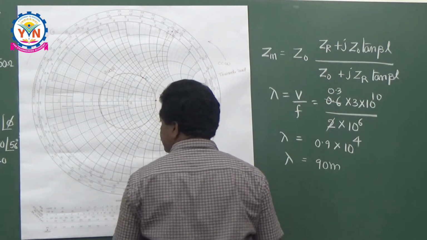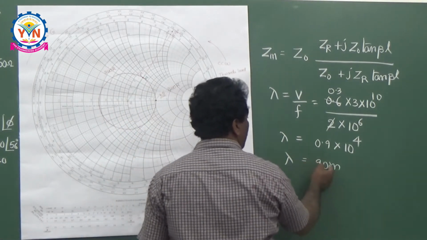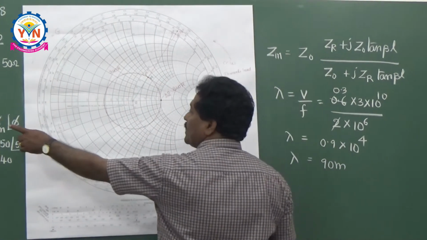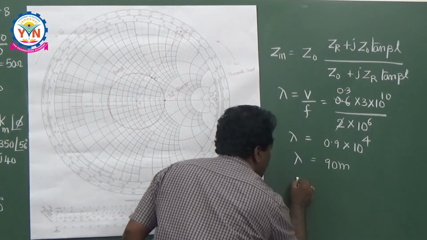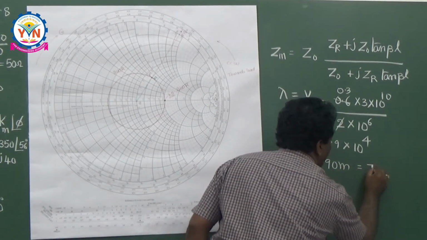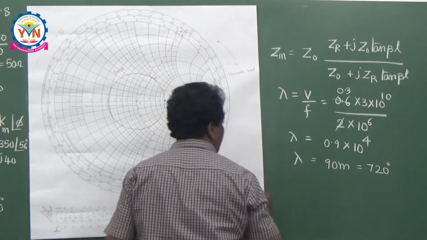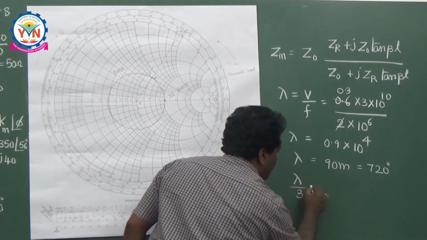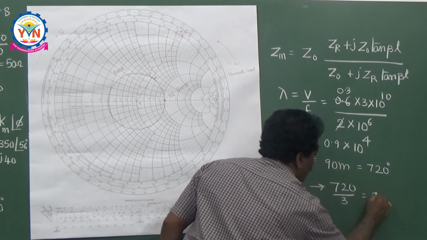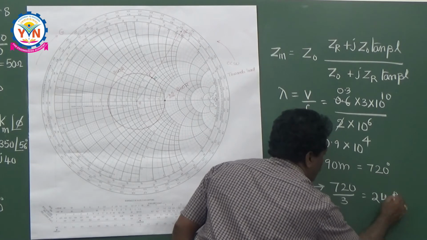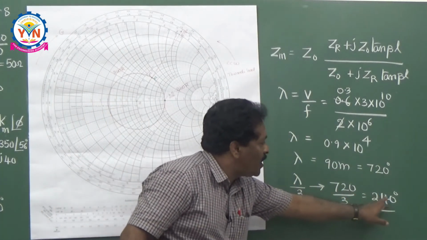And you know very well, lambda by 2 is relating to 360 degrees. And lambda here is 90 meters. The given length is 30 meters. That means it is 1/3 of this. So you can say that lambda means it will be equal to 720 degrees. Whereas the given length is nothing but lambda by 3. So lambda by 3 corresponds to 720 divided by 3, which is 240 degrees. So you have to go for the phase angle of 240 degrees like this.